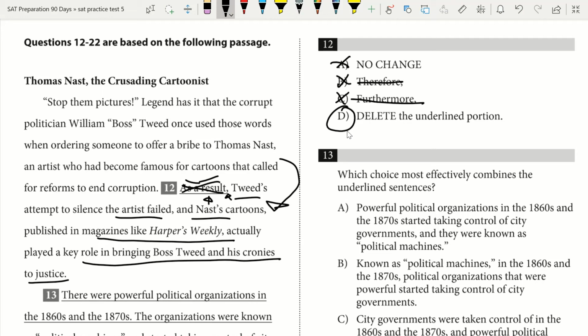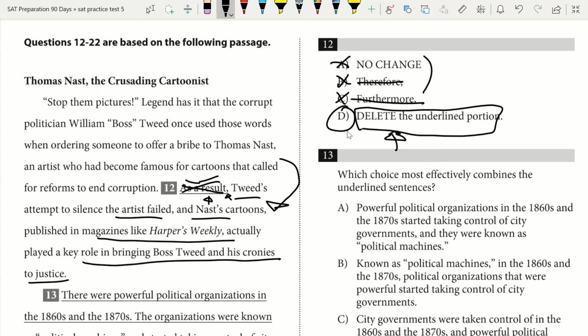All right, so if there's a situation like this, and there's really no good transition, don't feel like you have to pick one of those 3 transitions. If you have the option to delete the underlined portion and none of these 3 transitions make sense, it's okay to pick deleting the underlined portion, because that can be the correct answer, like it is here. All right, so 12 is going to be D. Let's move on to 13.